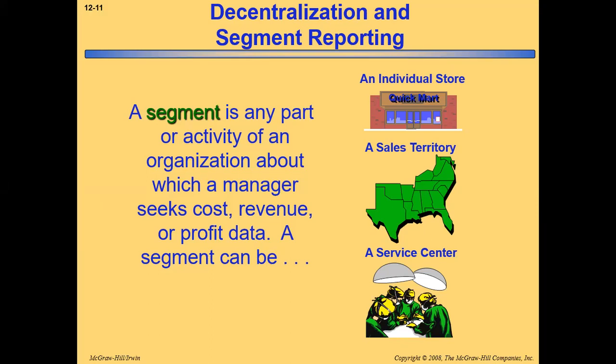Each organization will divide, either on a geographical basis, or on a product basis, or on a revenue basis or human resource basis. If we divide it into different segments and we report separately, then that type of reporting we call segment reporting. So let's see the definition here. A segment is any part or activity of an organization about which a manager seeks cost, revenue, and profit data. A segment can be an individual store, a sales territory, or a service center.